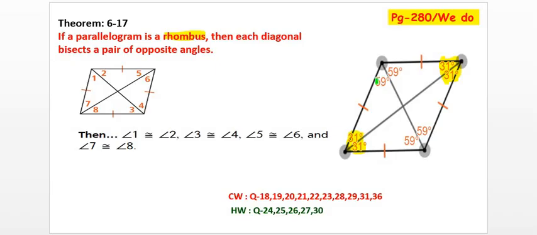Now if you look at the green ones, this is 59, 59, 59, 59, meaning the opposite angles get bisected. So you can say that we get a pair, and the angles of this pair are congruent, and then we have this pair and this pair. So angles of these pairs are also congruent. Now let's solve some questions.